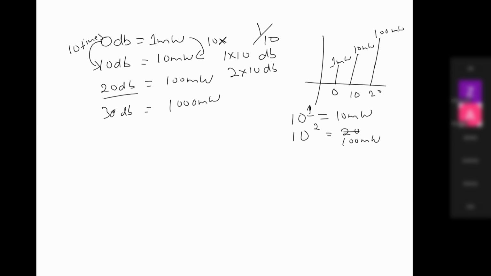So how you need to understand is deci is 1/10. And when you are converting this to milliwatts, suppose you want to represent 100 milliwatts.